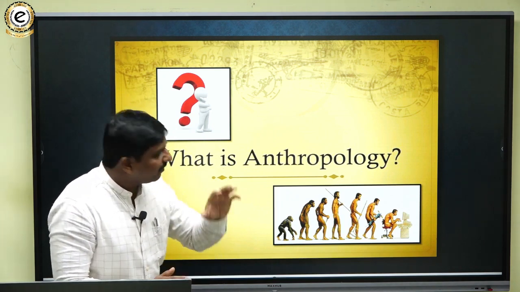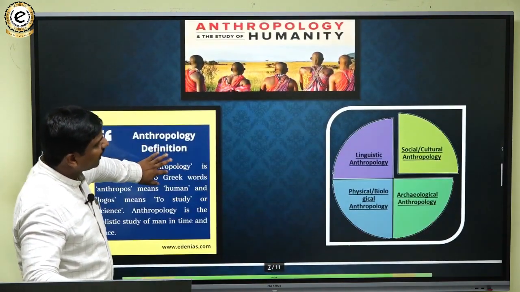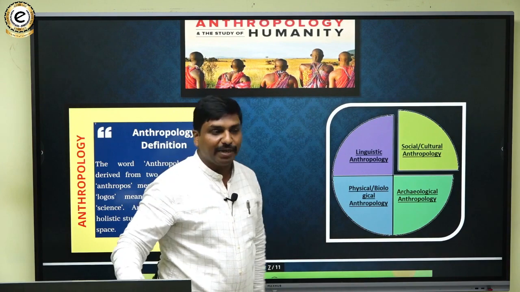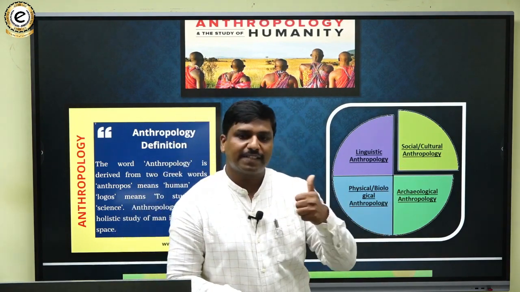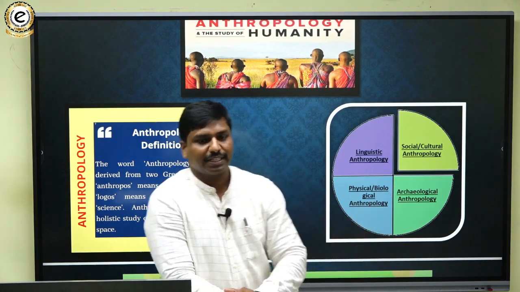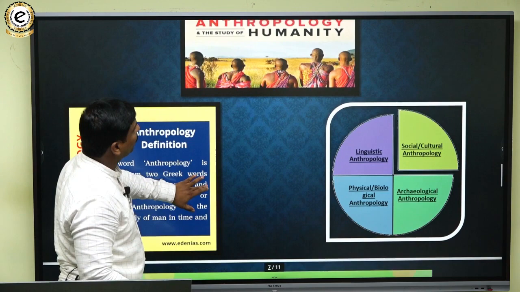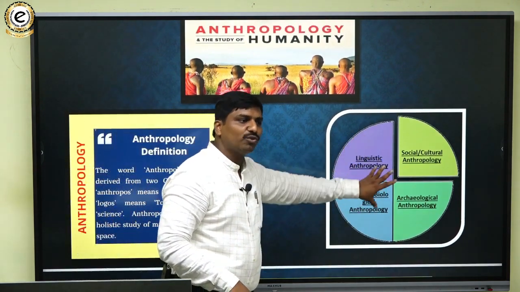Okay, and if we see the syllabus generally, mostly the syllabus would be divided under 6 topics. We can divide the syllabus into 6 topics, and this is how we are going to study. As I have told you, generally anthropology can be divided into 4 branches.